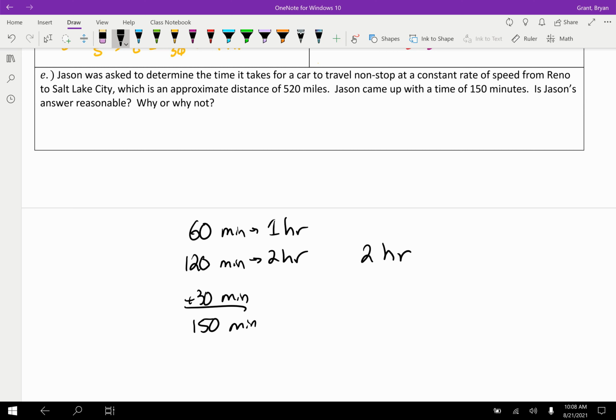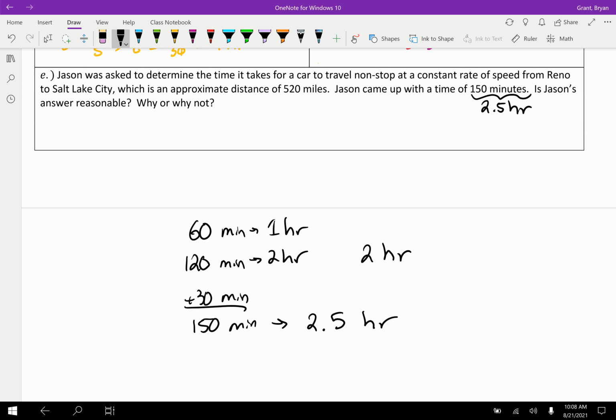30 minutes is how many hours? Well, isn't 30 minutes half an hour? So I think 150 minutes is 2.5 hours. So Jason came up with a time of 150 minutes, which is the same thing as 2.5 hours to drive from Reno to Salt Lake City. If anyone has made that drive before, hopefully you're already thinking that, wow, Jason probably exceeded some speed limits, but let's try and prove that.